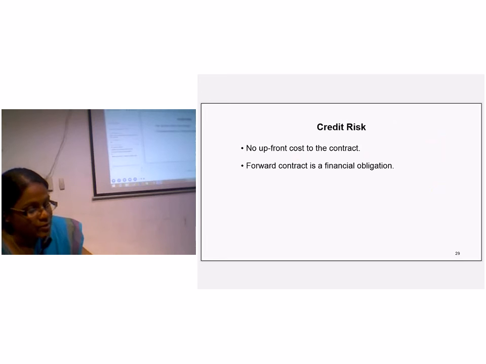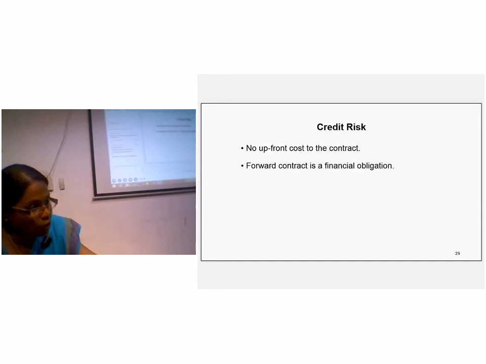Okay. So since there is no initial cost, now assume for futures and options, you have to pay something to enter into the contract. In that case, you have some sort of liability, responsibility, because you have paid 50,000. If you default, you will lose that, right? And for the forward contract, there is no margin, no initial margin, right? No upfront cost.